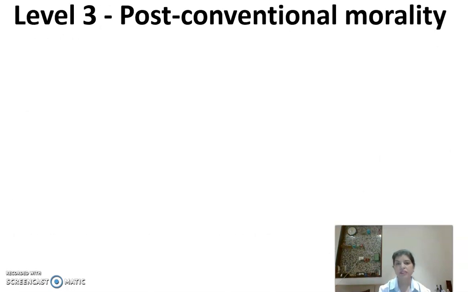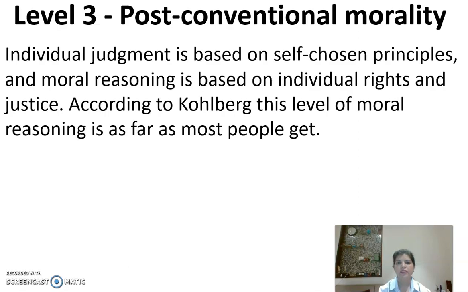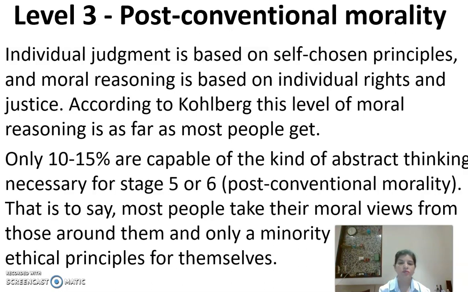Then comes the third stage, that is the post-conventional morality. And here, individual judgment is based on self-chosen principles, and moral reasoning is based on individual rights and justice. According to Kohlberg, this level of moral reasoning is as far as most people get. And further, it is divided into two stages that we will talk about just now.